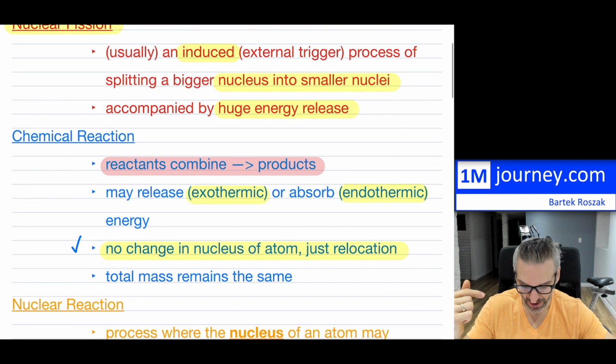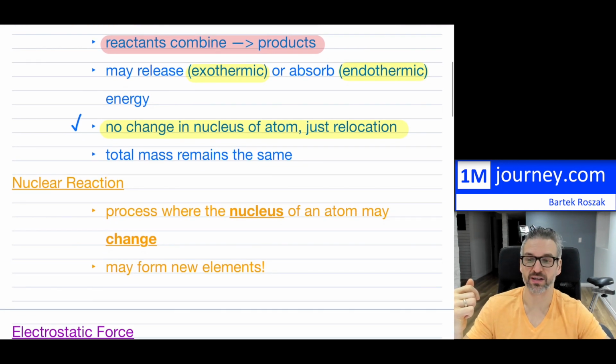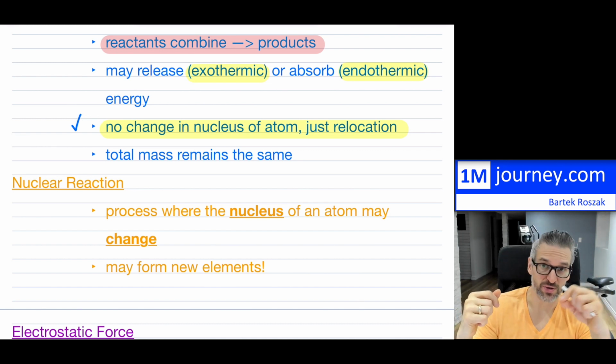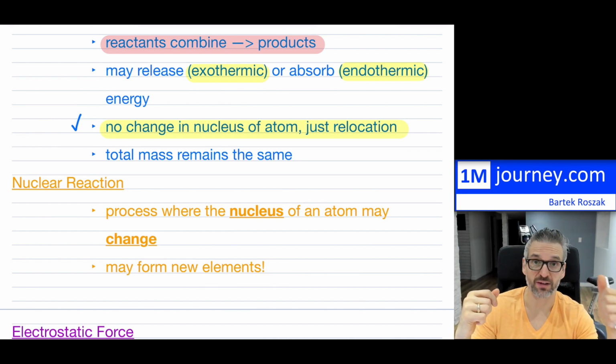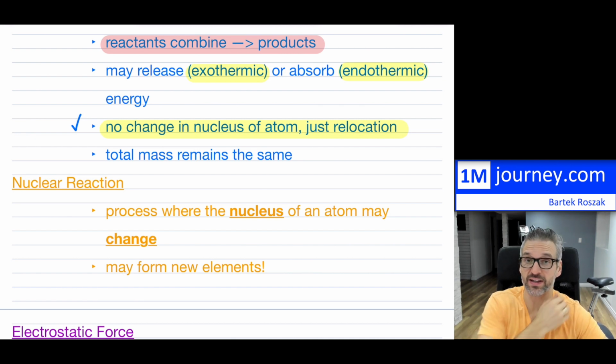Because now as you jump over to nuclear reaction, this is the process where the nucleus of an atom may indeed change. So with these nuclear reactions, there are various decays that happen, from alpha, beta, gamma. I do not talk about them here. That was the link that I provided, the second item within there.